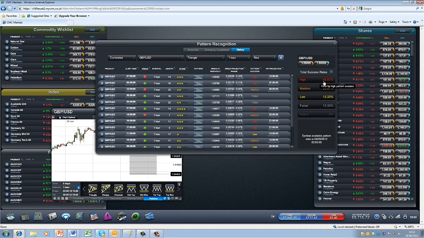You can see there that 46.67% of all these patterns result in a high level of success, which means that the price action statistically and historically has broken through this area almost half of the time. Then you can see medium success 26%, low success 13%, and 13% of the time the price action does not pierce any part of the price projection box. From a statistical analysis point of view, this is pretty significant and can give you extra confidence to help you decide when to place your trade.